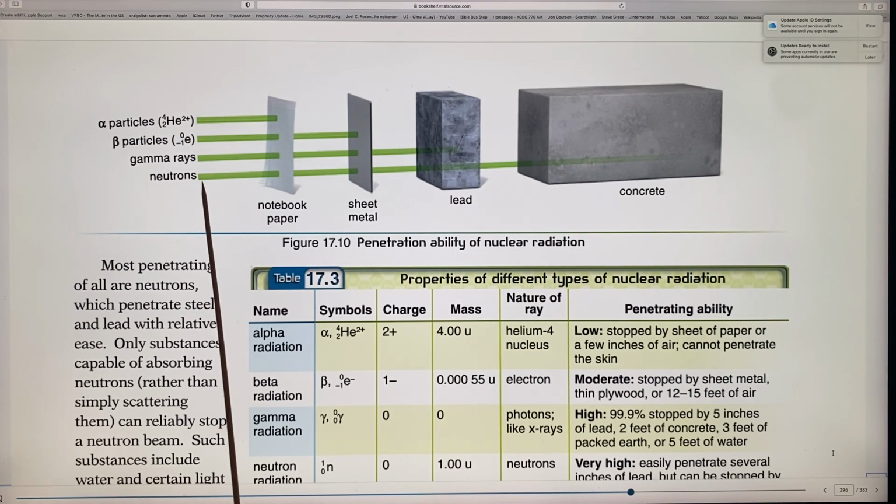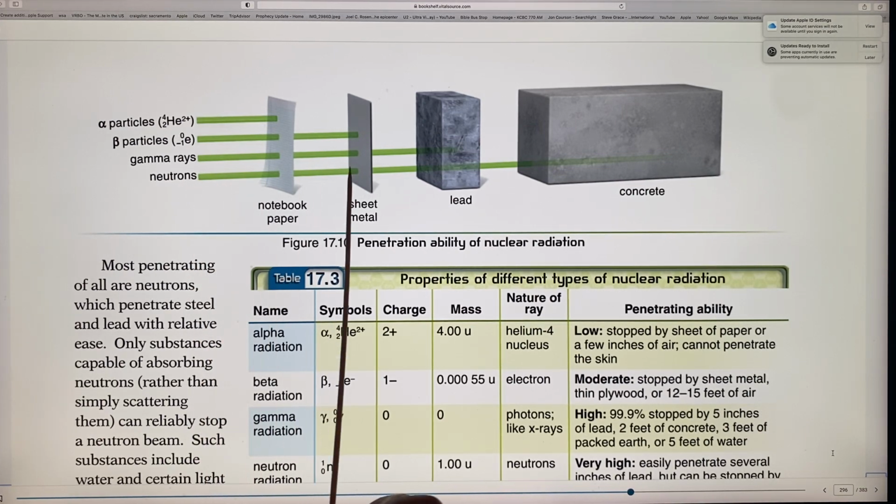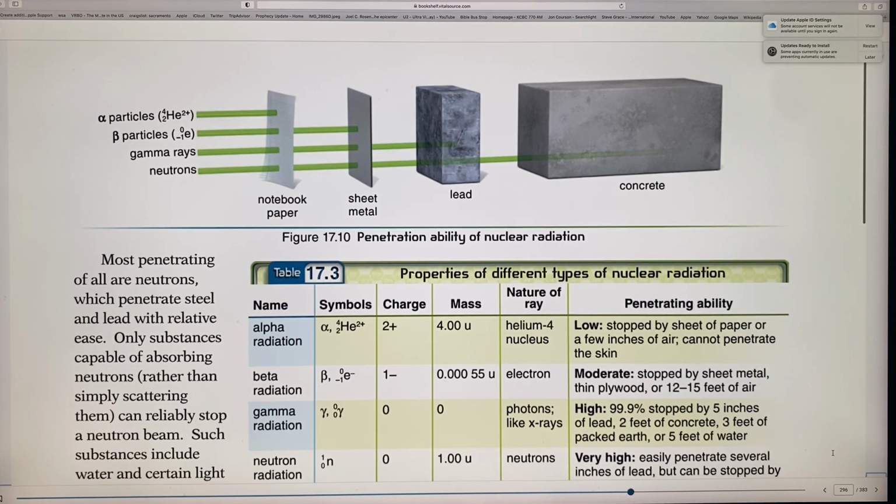Neutrons, as they're passing through, can pass through a lot. So here you have concrete. This is if you had a nuclear reactor, which they have for nuclear energy and nuclear bombs. Neutrons are splitting off and splitting other nuclei, which we're going to talk about a little bit later. But these neutrons can go through notebook paper, they can go through metals, they can even go through lead, and they can almost go through concrete. They need a lot of concrete to stop them. So just to know.